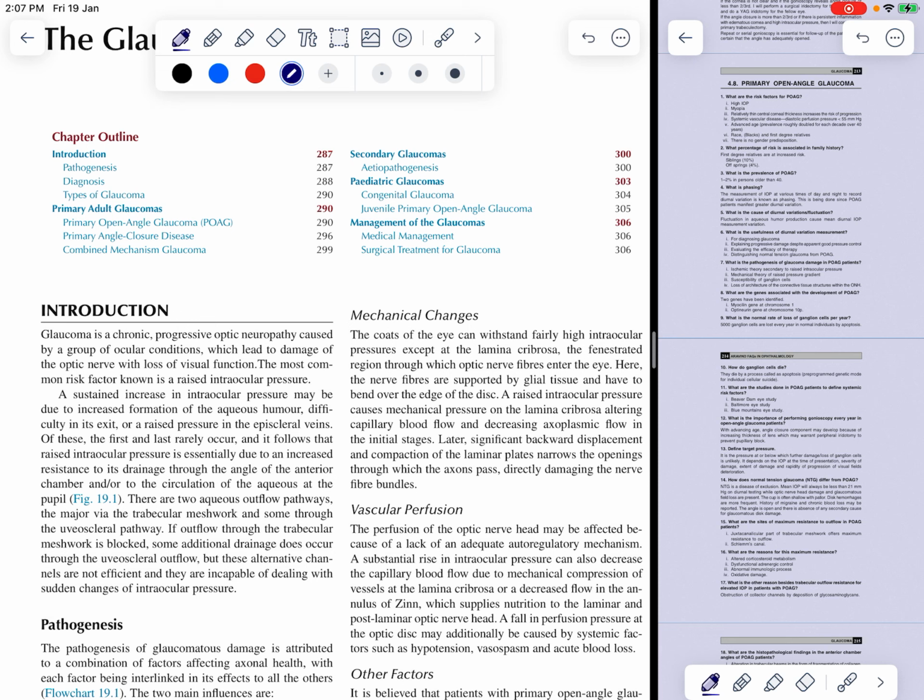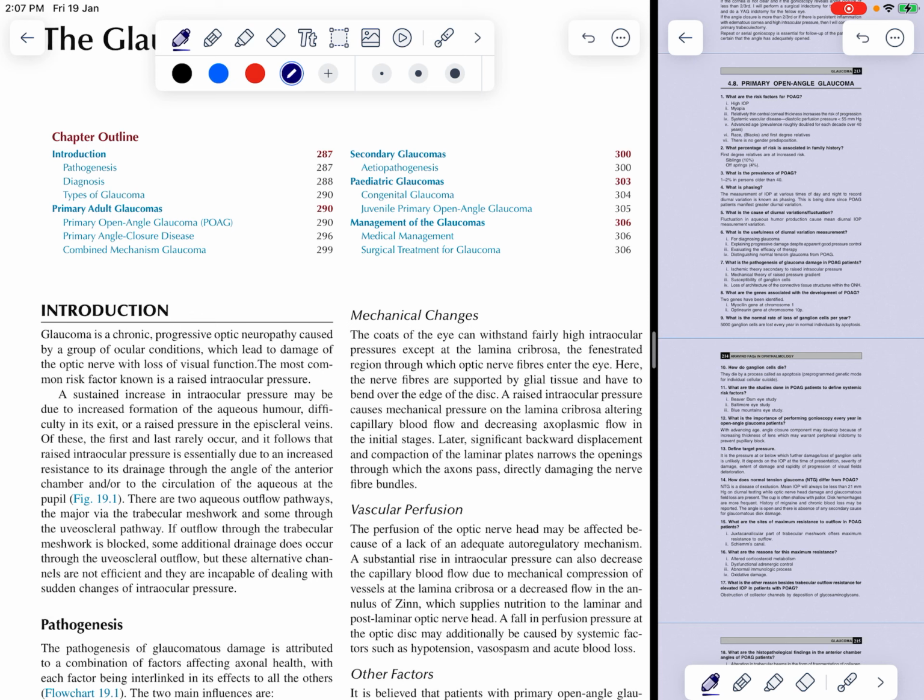Today we are beginning with the topic glaucoma. The first part of the session will be primary glaucomas. To begin with, I'll start with the introduction.